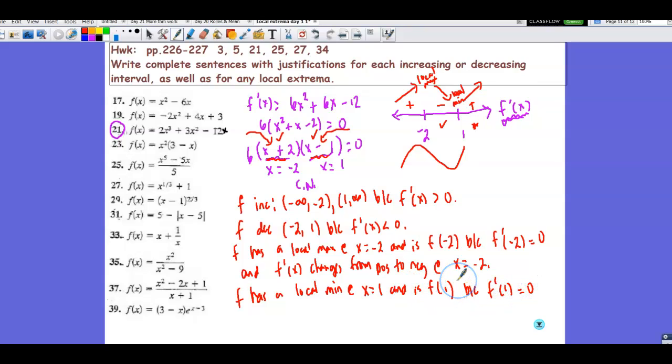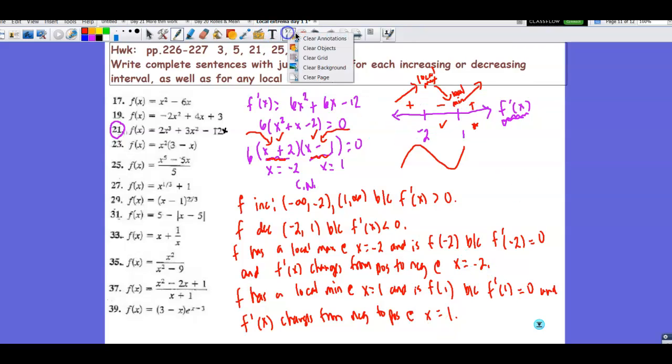Notice how I have to be careful which function I'm referring to. Right now I'm trying to establish a critical number, so I'm going to state that the first derivative is 0. And the first derivative, f prime of x, changes from negative to positive at x equal 1. All right, so be specific, and don't leave out anything.